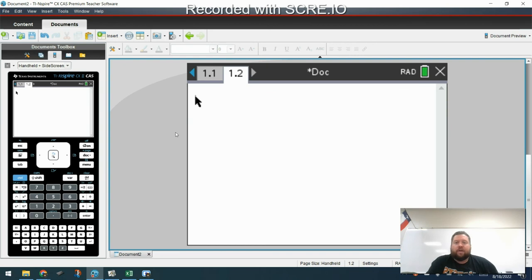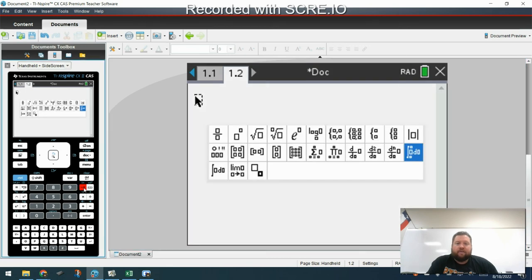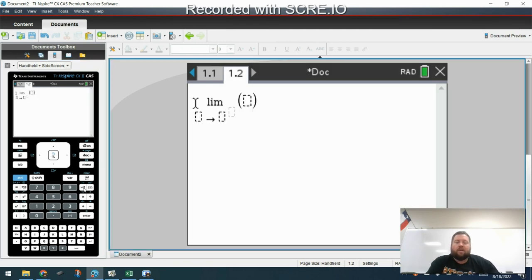You can get limits from this menu. I call this the template button. It's a button next to 9. You press it in, and a bunch of templates pop up. One of those templates is limits, second from the end. Then we can type in x approaching 0. There's a little spot here that we haven't gone over yet. Once we do, I'll tell you about it.